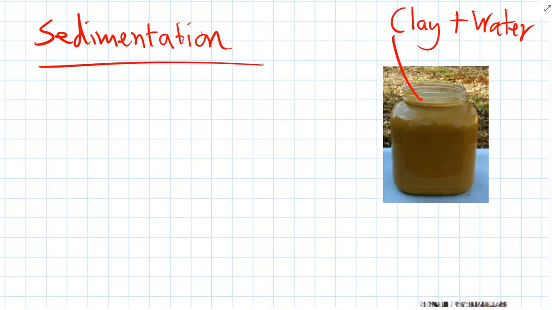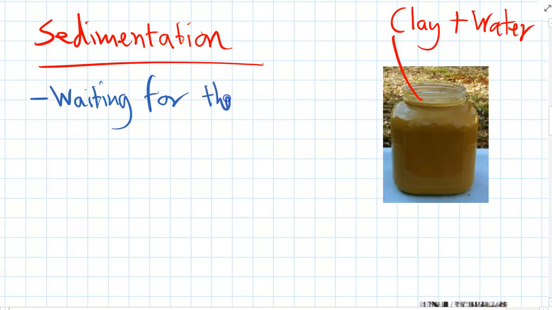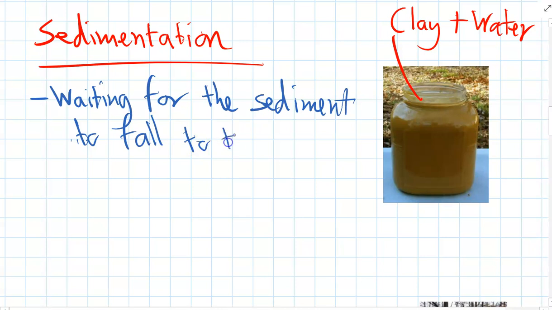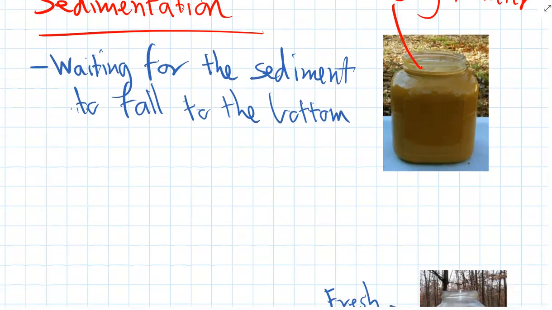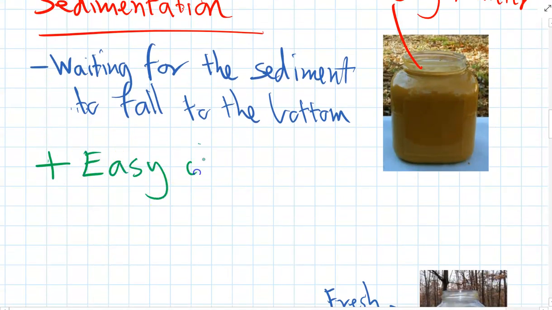So sedimentation is just waiting for the sediment to fall to the bottom. And the sediment is what we call the solid part of the mixture. And probably the main benefit of sedimentation is it's easy and cheap as well.